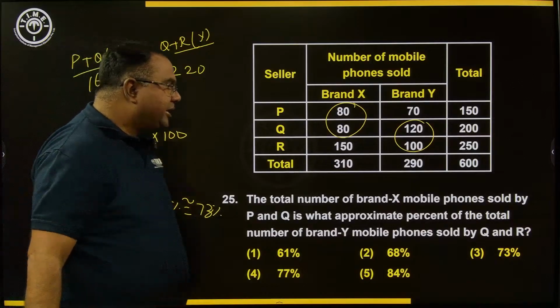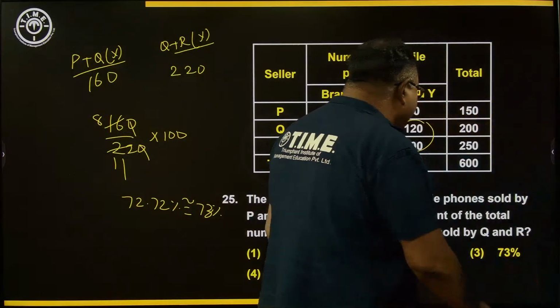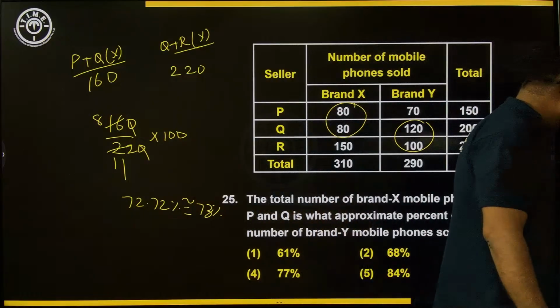Anybody has answered 73? Someone has answered 73. Correct answer. Bharani, correct answer. 73% is choice 3.